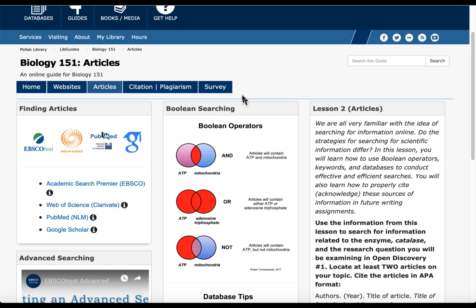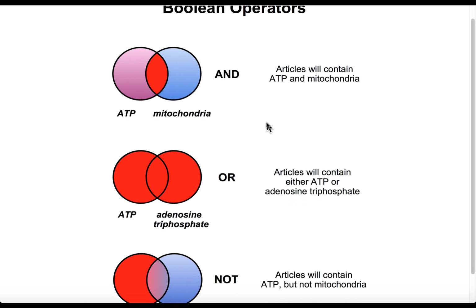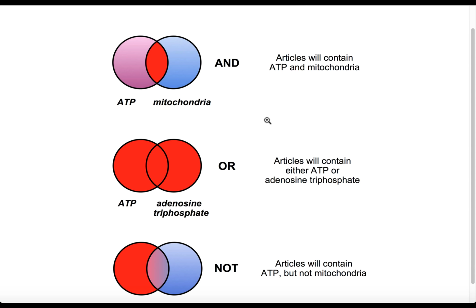Now, a database is a collection of information. The way you can search for articles and other documents is through the use of a database. Most databases use Boolean operators to conduct a search. If I click on this slide, you can see that there are three main types of Boolean operators: AND, OR, NOT. And you use these operators between keywords to narrow or broaden your search.